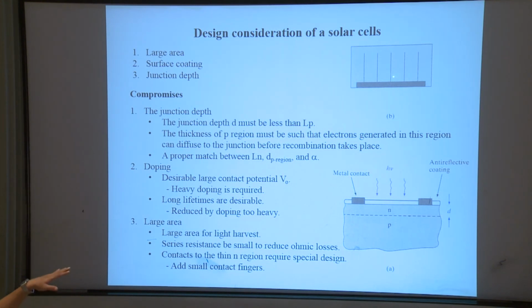If you look at this from the top view, it will be something like this. This is called the finger structure. This is all metal. This just makes contact to the N side. And the P side is very easy. We just contact from the bottom, all right?